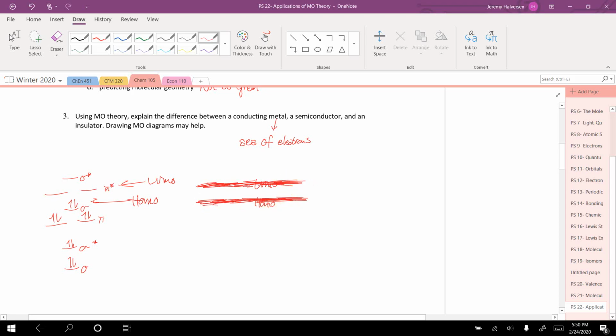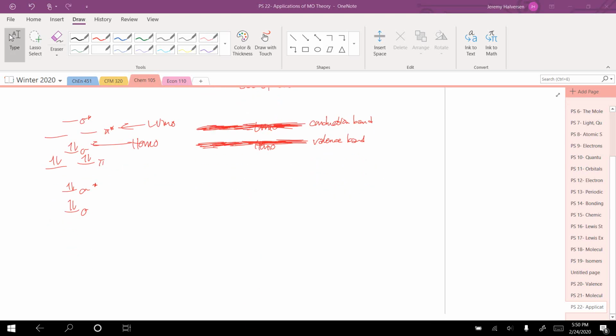We don't refer to them as orbitals anymore. We start referring to them as bands. And in metals in particular, we call the HOMO, because it has electrons in it, the valence band. And the LUMO we call the conduction band. So if I were to draw this, this is the valence band, and this is the conduction band.